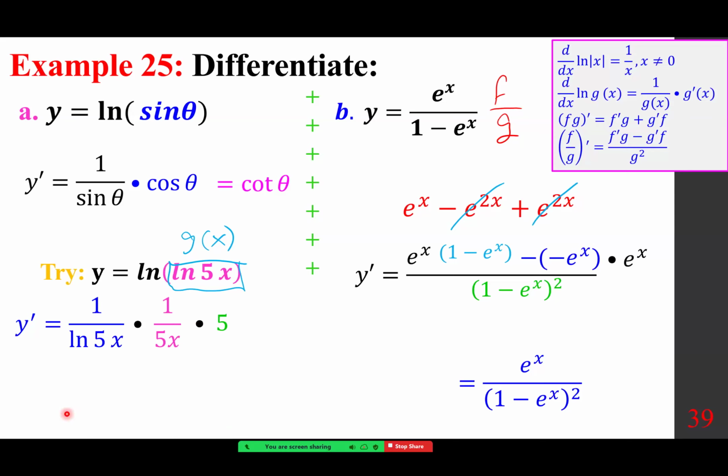So what happens is that this 5 cancels out this 5. The numerator remains as 1. The denominator is x times ln of 5x. And the reason we write the x in front is because we don't want anybody to think it's 5x times x, making it 5x squared, because I've seen that type of mistake before.